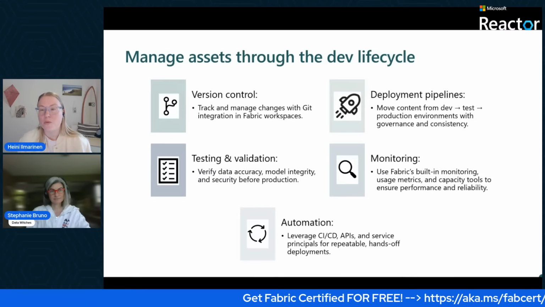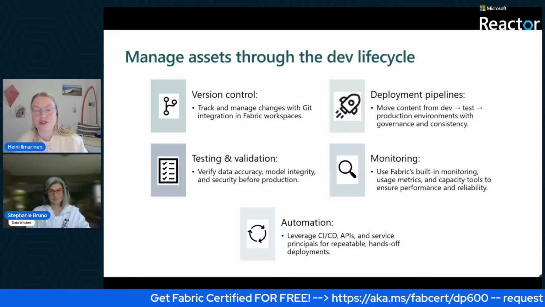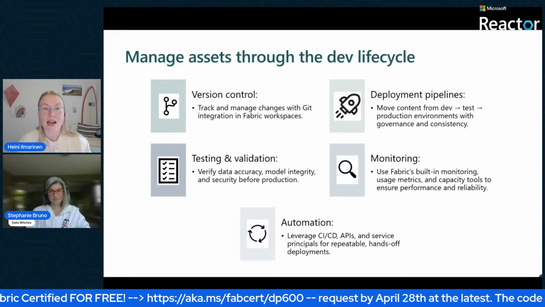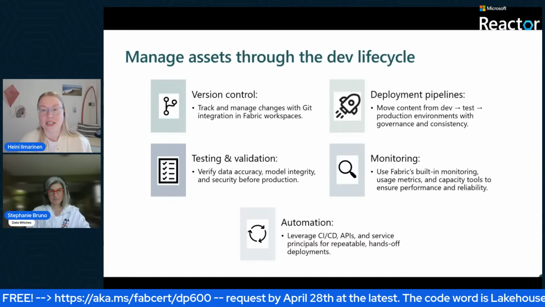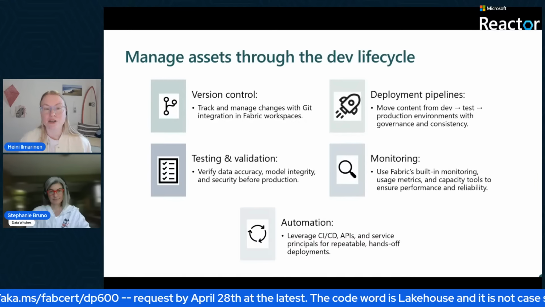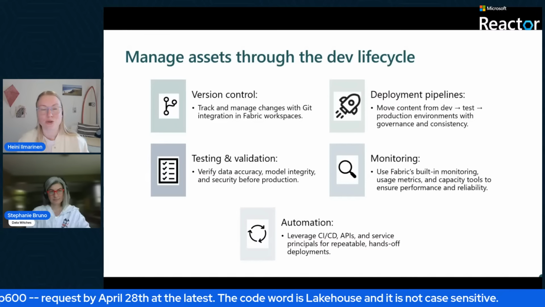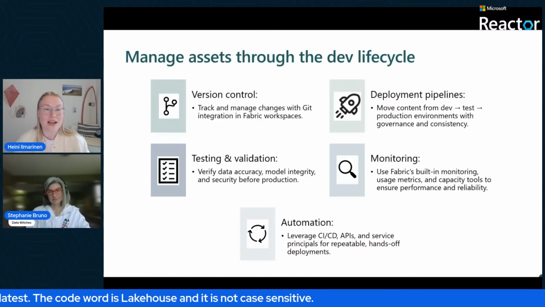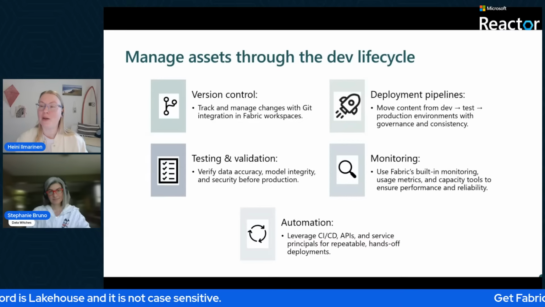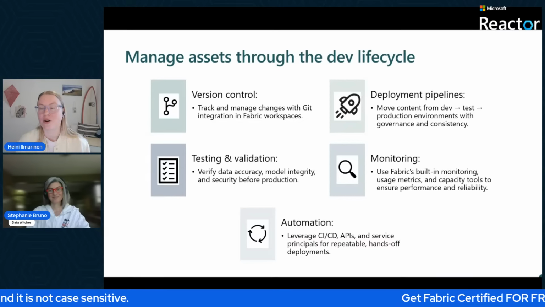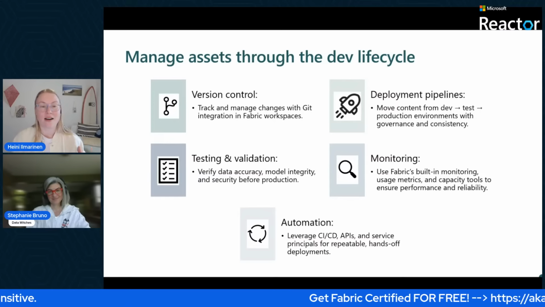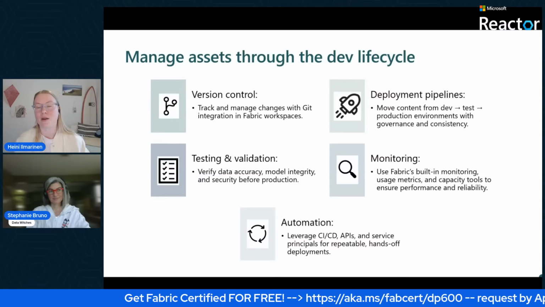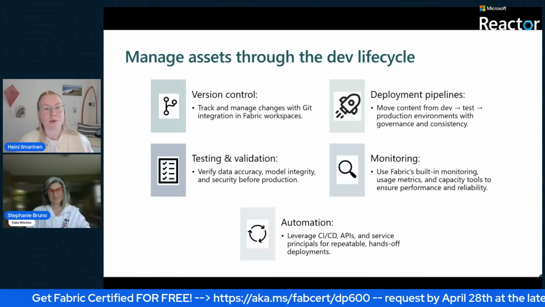Then oftentimes we want to do some testing and validation. So we might build some processes for being able to verify data accuracy, model integrity, and security before we go into production. Those might be something that we need to ensure that our data is handled correctly. Then we actually have within Fabric quite many ways to monitor things. So we are able to monitor things that are running at the moment. That is the monitor tab that we have available in the Fabric UI.